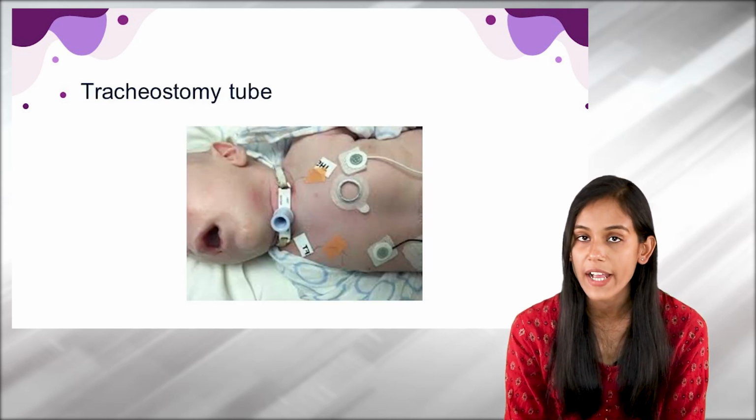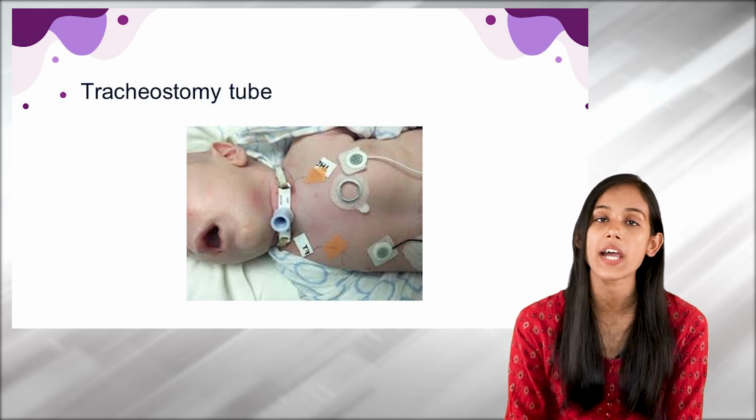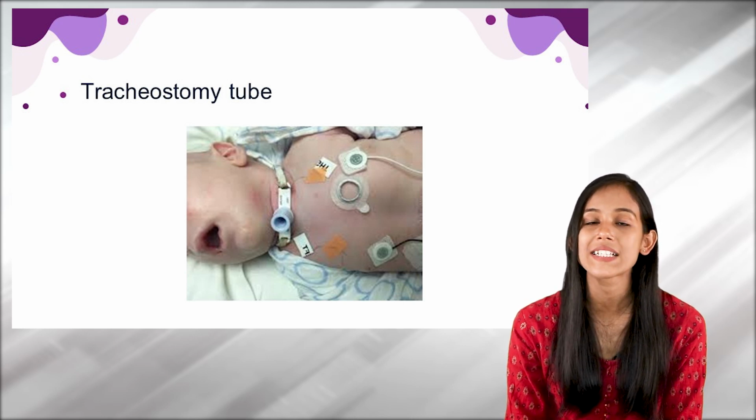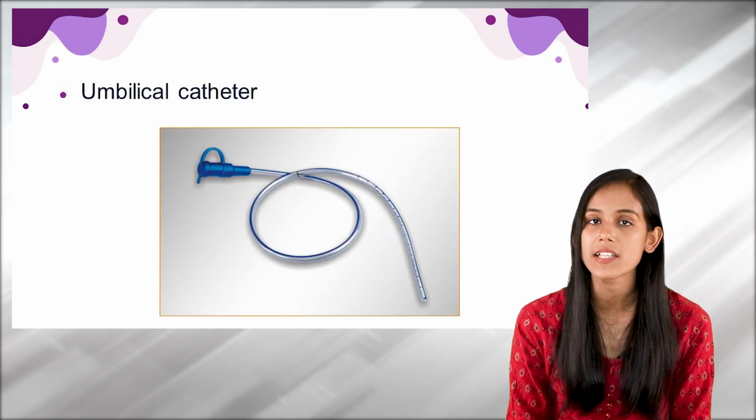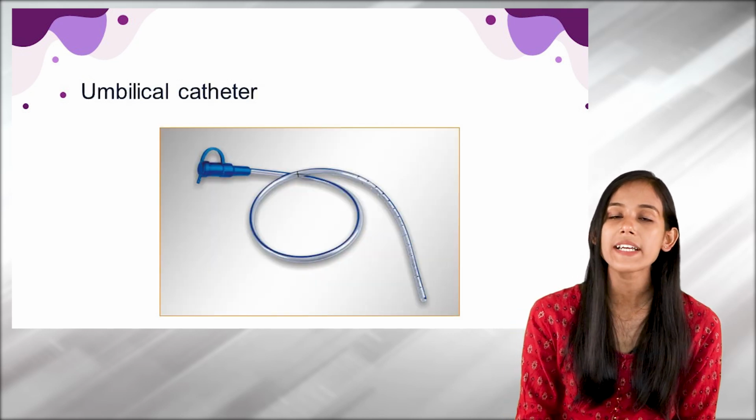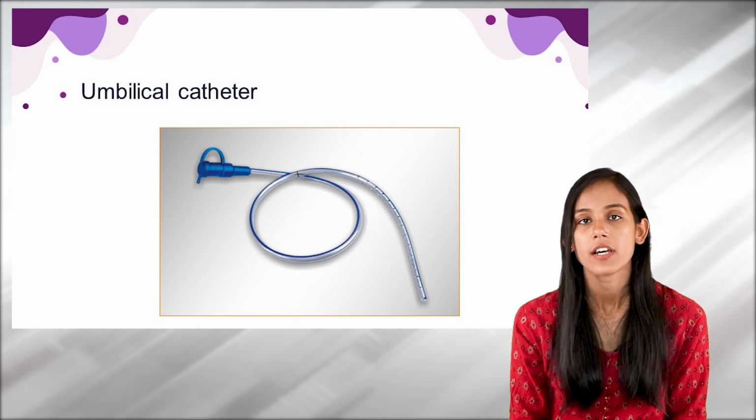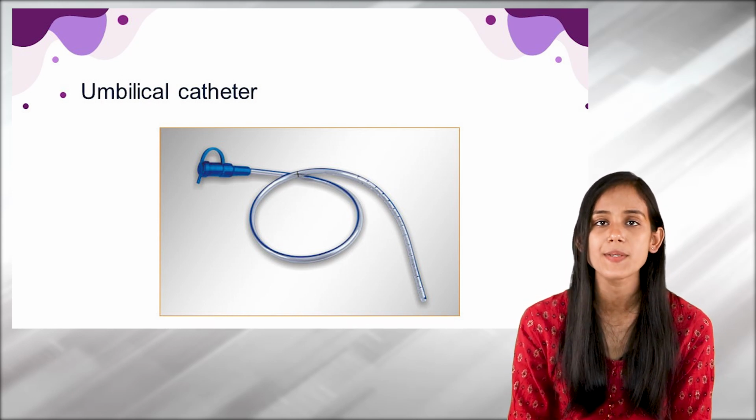And then there should be a tracheostomy tube. This tube goes directly to the trachea, so it is inserted into the trachea. Then there would be an umbilical catheter and urinary catheters. Umbilical catheter we use for providing fluids or medicines, and the urinary catheter for urine drainage.